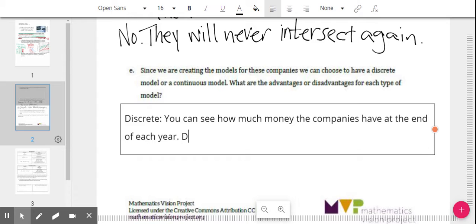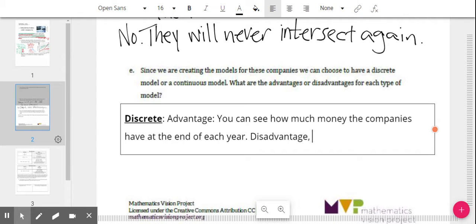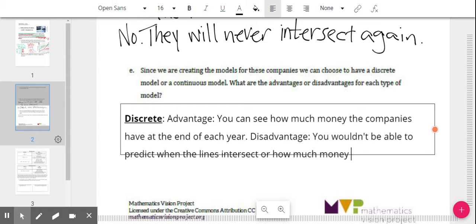Now, a disadvantage, you wouldn't be able to predict when the lines intersect or how much money the company would have in the middle of the year. So at any given point.